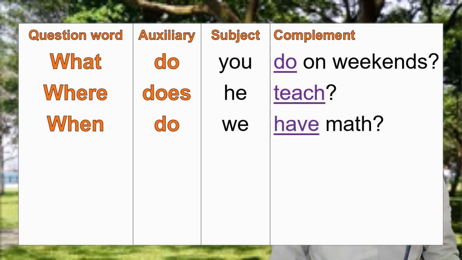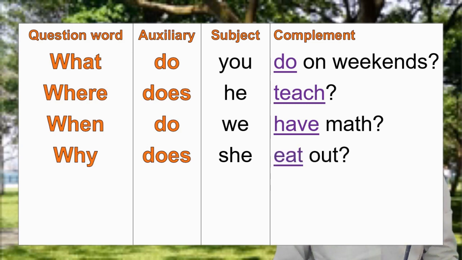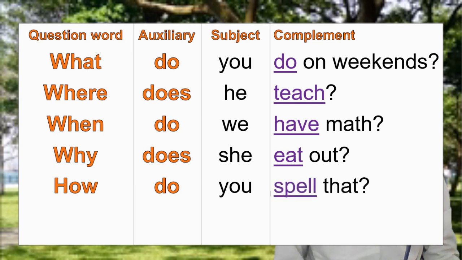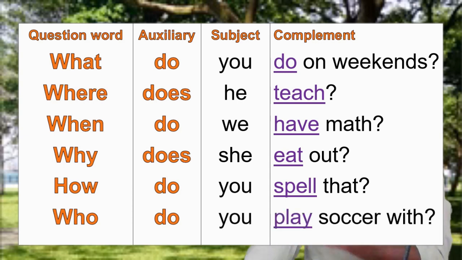Very good. Next one. The question word why, auxiliary does because the subject is she, the complement with the main verb in simple form. Then we have how, auxiliary do, and the subject you. And the complement with the principal verb in simple form. And we are going to have the last one, who. And then auxiliary verb, subject, and the complement with the verb in simple form, play.